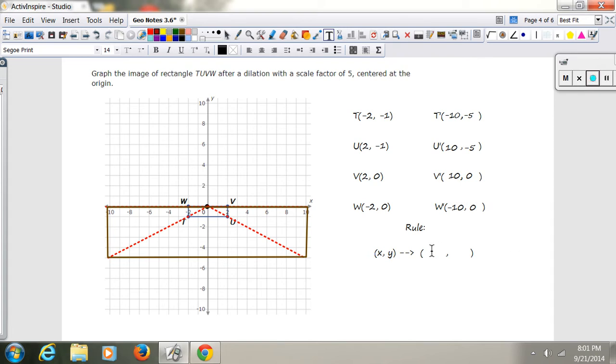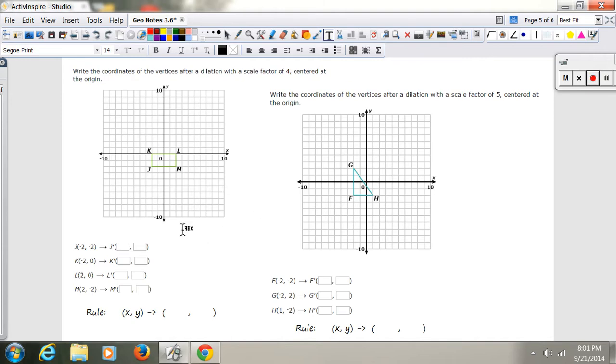So what's the rule? Well, the rule is to take your X and multiply it by 5, and to take your Y and multiply it by 5. And that would be your rule. 5 times the X and 5 times the Y if it's a scale factor of 5. Alright, let's try this one. It says write the coordinates of the vertices after a dilation with scale factor 4. Okay, so that's a pretty easy rule to write.